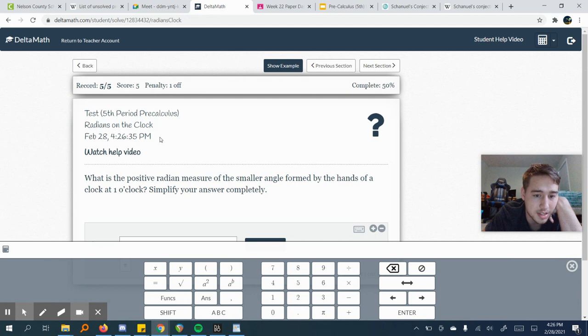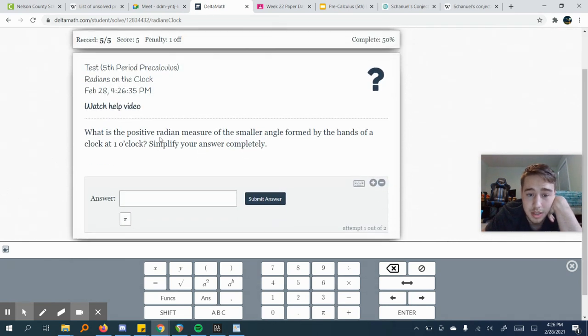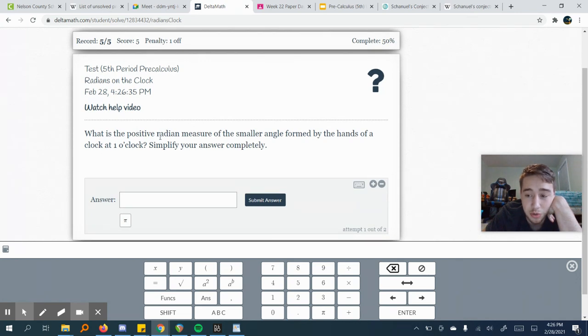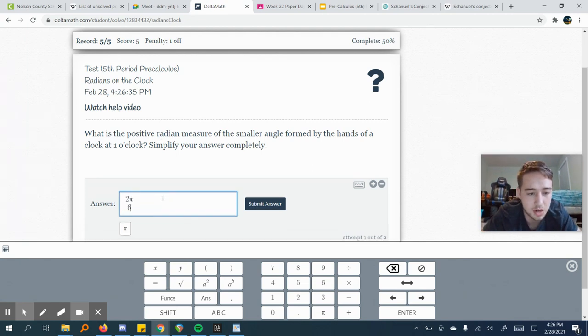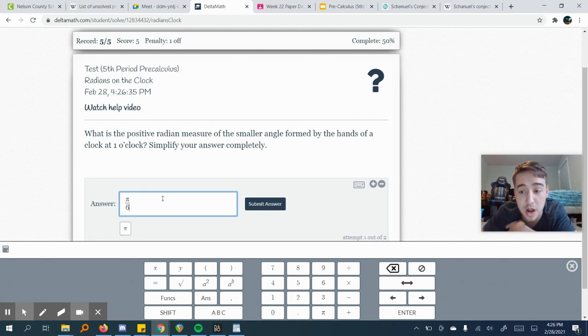Radians on the clock. This one is not too bad. All we need to know for these problems is that every time we move 1 hour on the clock, we are moving 1/12 of the entire circle. And since the whole circle is 2 pi, an hour is 2 pi over 12, which is just pi over 6. So whatever time it is, supposing we're still on the right side of the clock, like 12, 1, 2, 3, 4, 5, up to 6, we can simply multiply our pi over 6 measure by the time of day.